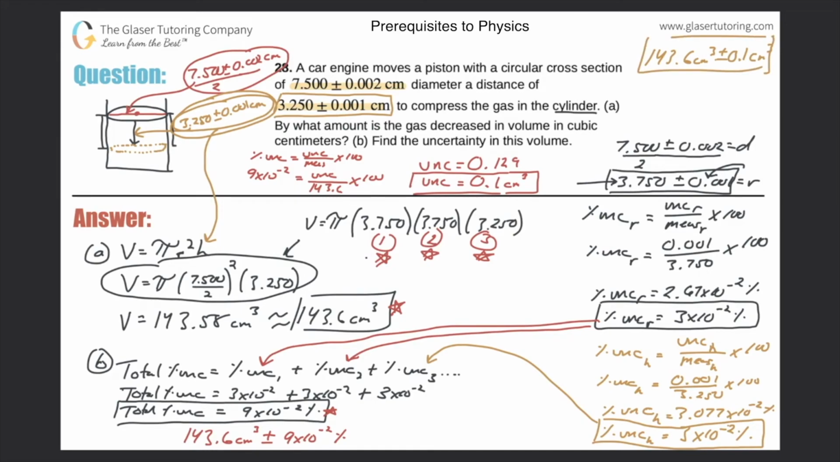And notice a quick check is to notice where the measurement goes out. The measurement goes out to the tenths place. And my uncertainty also goes out to the tenths place. That should be consistent. If they're not, something went wrong in your calculations. So that's a good check.